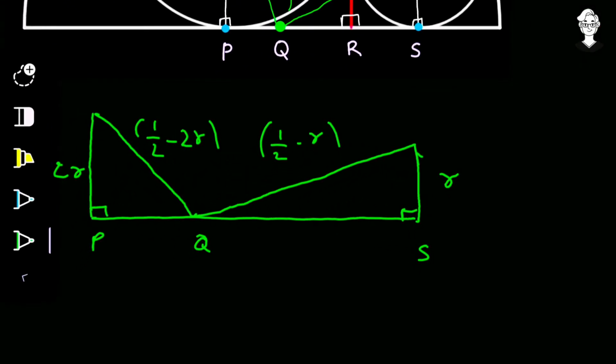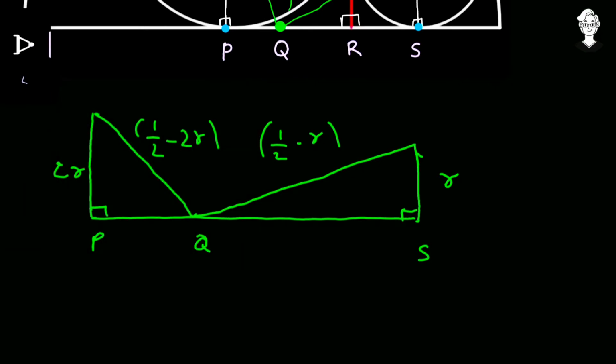Now we can apply the Pythagoras theorem in these two particular triangles, applying the Pythagoras theorem in this, and applying the Pythagoras theorem in this. So if I apply here, I will get the length of this, and if I apply over there, I will get the length of this.